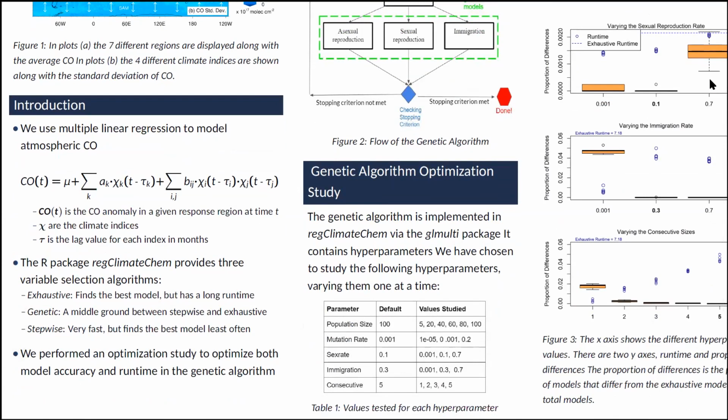So an R package called RedClimateChem was made that has 3 different variable selection algorithms to produce these models. One of them is the exhaustive method, which always finds the best model but has a long runtime. The genetic algorithm, which when optimized can have less runtime and produce very good models. Stepwise regression, which is very fast but finds the best model least often. So we performed an optimization study to optimize both model accuracy and runtime in the genetic algorithm.